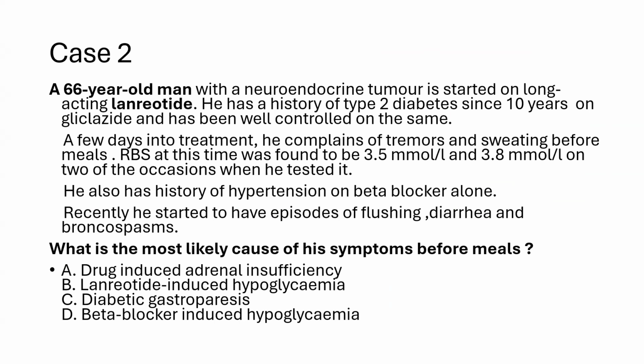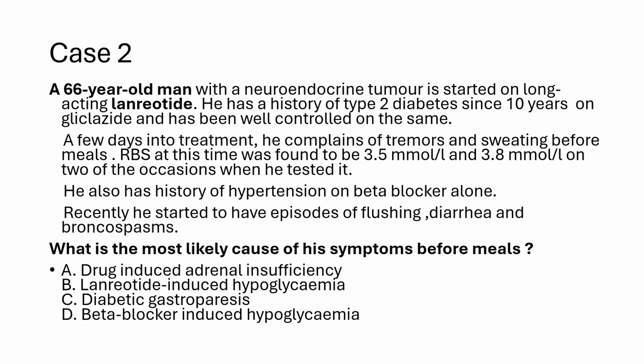He also has a background history of hypertension. However, he's just taking a beta blocker for the same. He's recently also started to have episodes of flushing, diarrhea, and bronchospasms. So what is the most likely cause of his symptoms, which are occurring before his meals? Basically, they are asking in the context of hypoglycemia. Is it drug-induced adrenal insufficiency? Is it lanreotide-induced hypoglycemia? Is it diabetic gastroparesis? Or is it beta blocker-induced hypoglycemia?